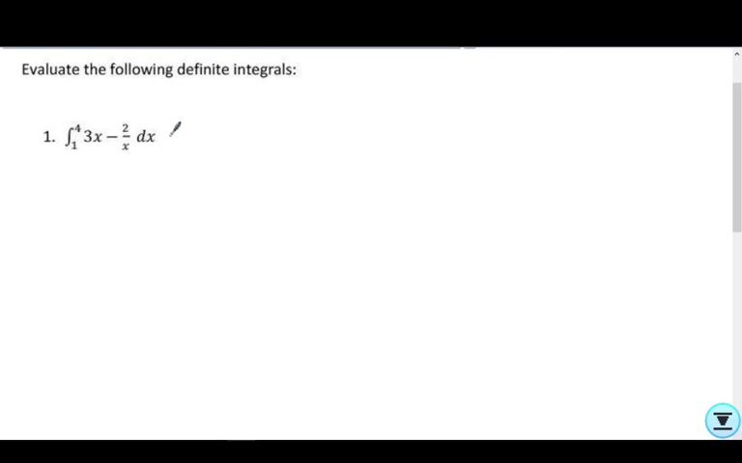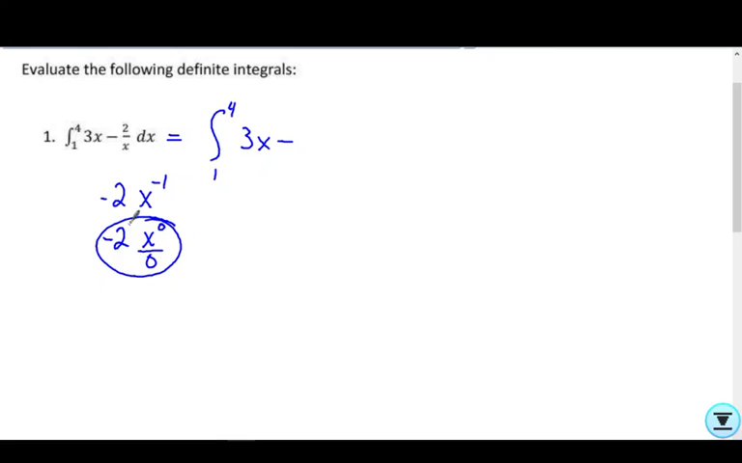Okay, so that's what I'm going to do first. 1 to 4, 3x, I don't need to rewrite that one. But this one here, if I rewrote it like that, and took my antiderivative, when I add 1 to the power and divide by the new power, that's going to cause issues. That's because when we have this 1 over x, from our derivatives, you should remember that the derivative of natural log is 1 over x. So the antiderivative of 1 over x is the natural log function.